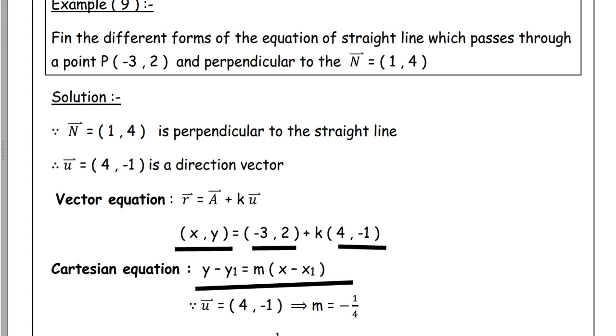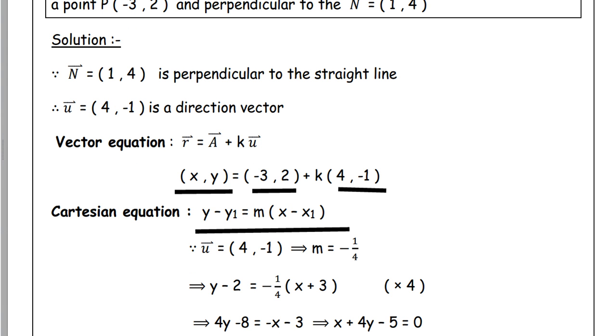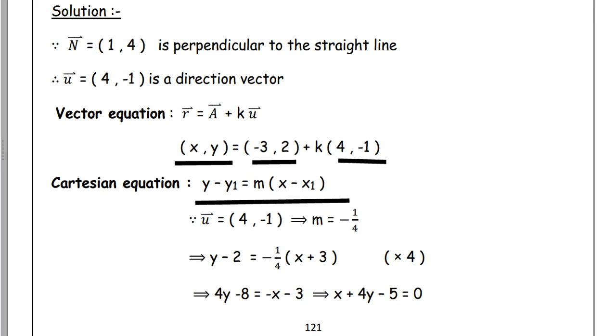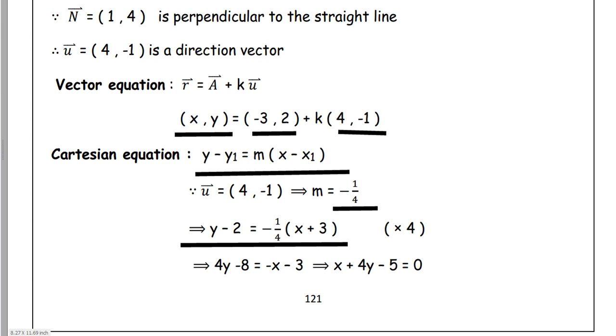Okay, so u here is 4, negative 1, and the slope is b over a as we said before, so it is negative 1 over 4. Y minus 2 equals negative 1 over 4 by x plus 3. Multiplying by 4 to get rid of this fraction, 4y minus 8 equals negative x minus 3. So we can say in another way, x plus 4y minus 5 is 0.